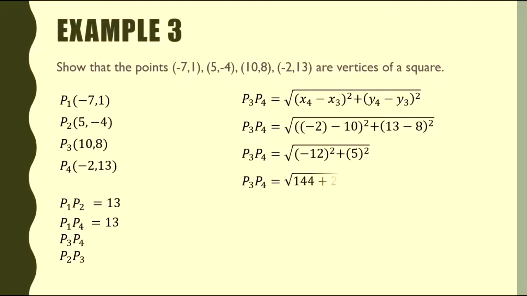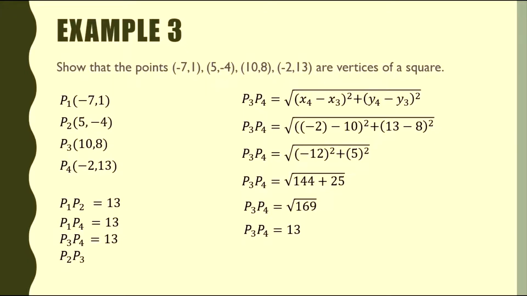And simplifying that, we will have square root of 144 plus 25. Adding the two, you will get square root of 169. And square root of 169 is 13. So therefore, the measure of the side of the square from P sub 3 to P sub 4 is 13 units.